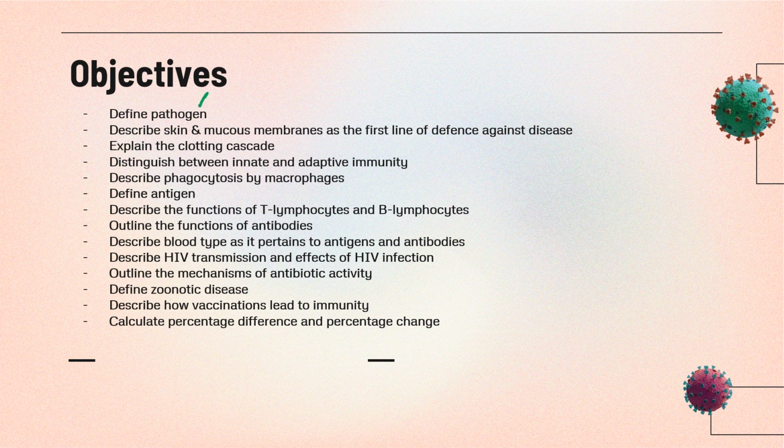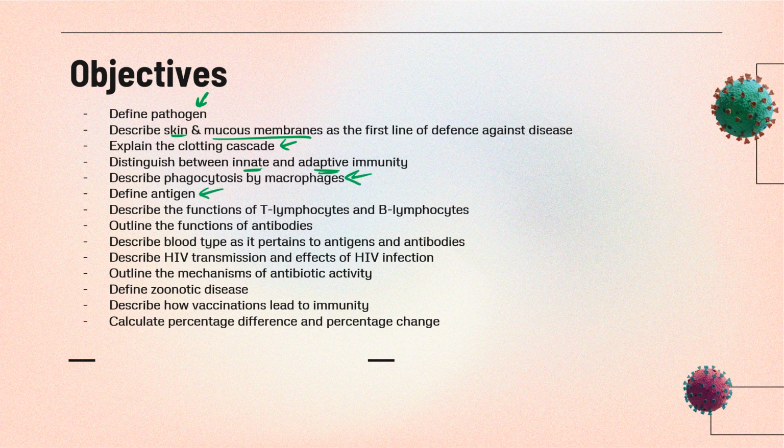We're going to define pathogen. We're going to talk about how skin and mucous membranes are the first lines of defense against disease. We're going to talk about the clotting cascade when that skin gets broken. We're going to distinguish between innate and adaptive immunity. One of our pieces of innate immunity is phagocytosis with macrophages.